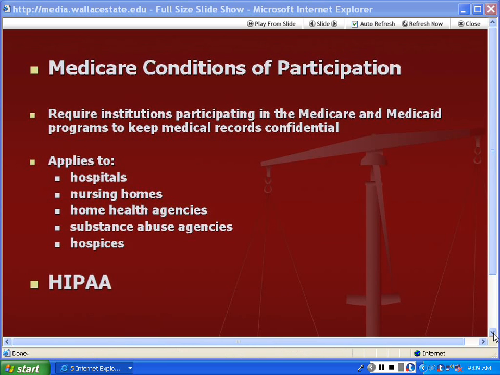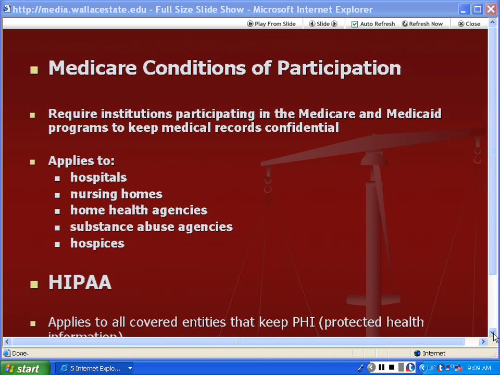Now, where the Medicare conditions of participation are for those who participate in the Medicare program or receive funds, HIPAA applies to everybody. It doesn't matter if you do or don't receive funding from Medicare.